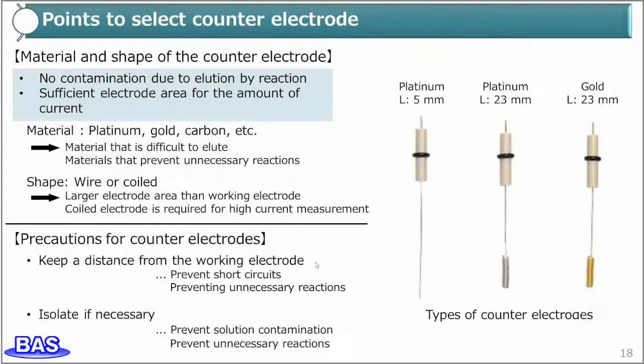One thing to keep in mind when using the counter electrode is to keep a sufficient distance from the working electrode to prevent a short circuit. In addition, in order to prevent contamination of the solution or to prevent unnecessary reactions, it will be necessary to take measures such as isolating it from the working electrode using a double junction chamber.